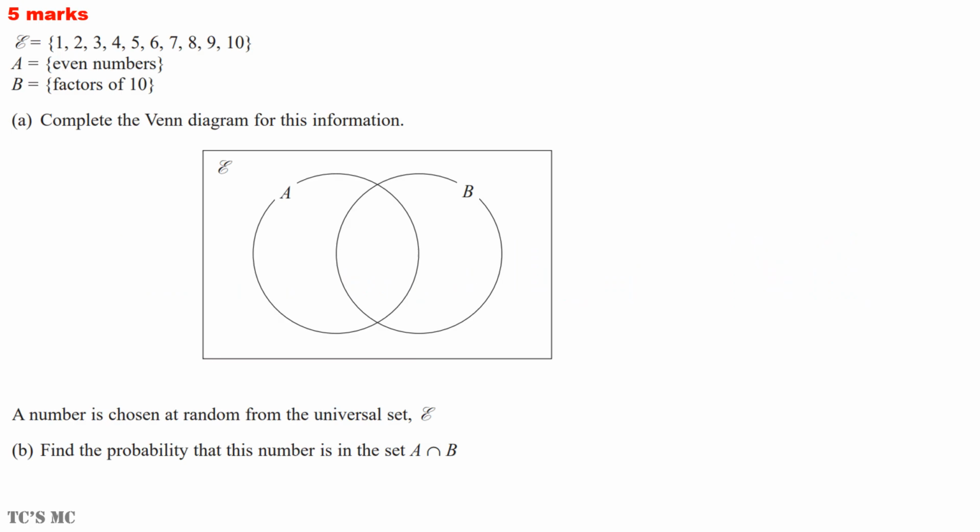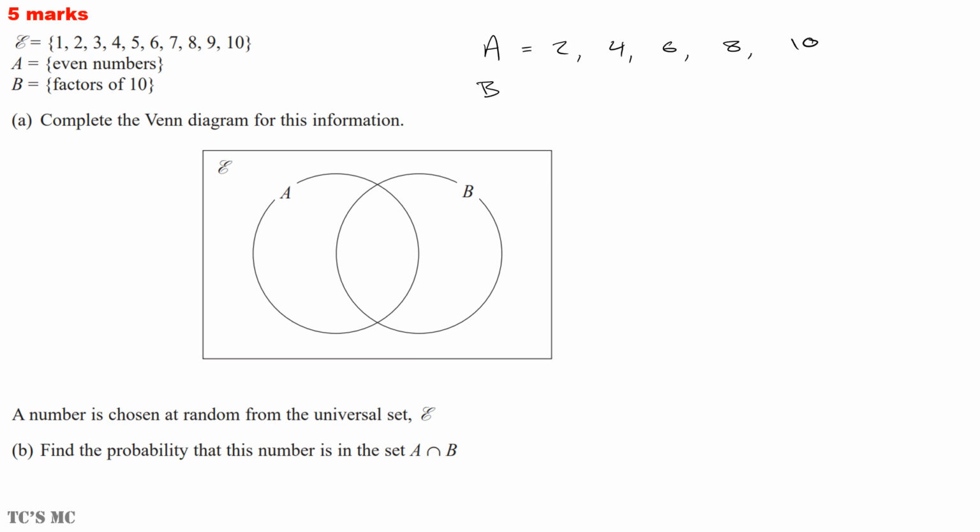The universal set is 1, 2, 3 all the way up to 10. Set A is even numbers. Set B is factors of 10. Part A, complete the Venn diagram for this information. First, I am going to write out the numbers in set A. 2, 4, 6, 8, and 10.